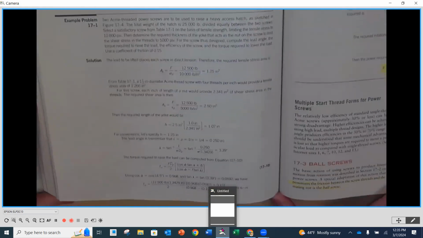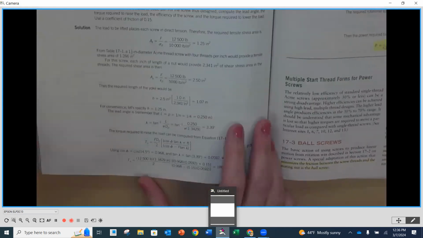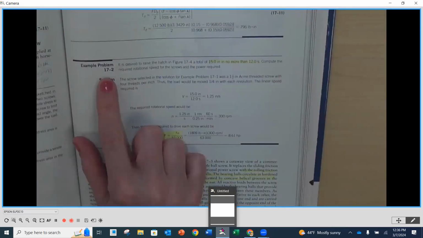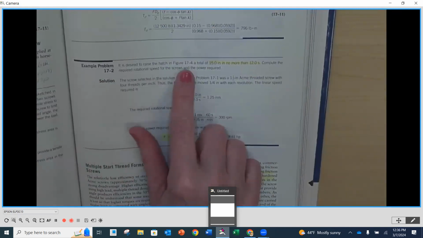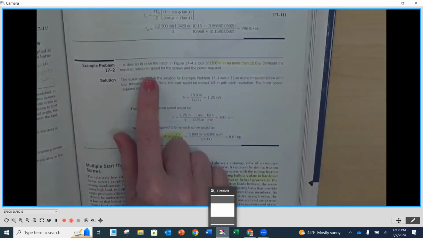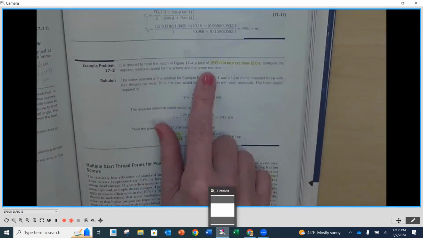So that's what I'm going to task you with. As you look at this problem, it's going to show you exactly what they did in each one of those places. They're going to give you the equations, the units, and what you want to do is write the spreadsheet that is going to go through this problem. Now, as a continuation of this very same problem, example 2 says it is desired to raise the hatch a total of 15 inches in no more than 12 seconds. Compute the rotational speed of the screw and the power required. So they again go through that process here as well.